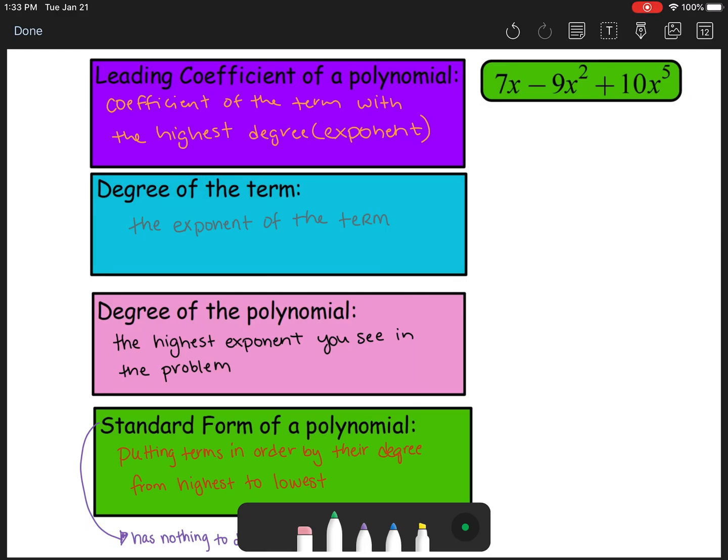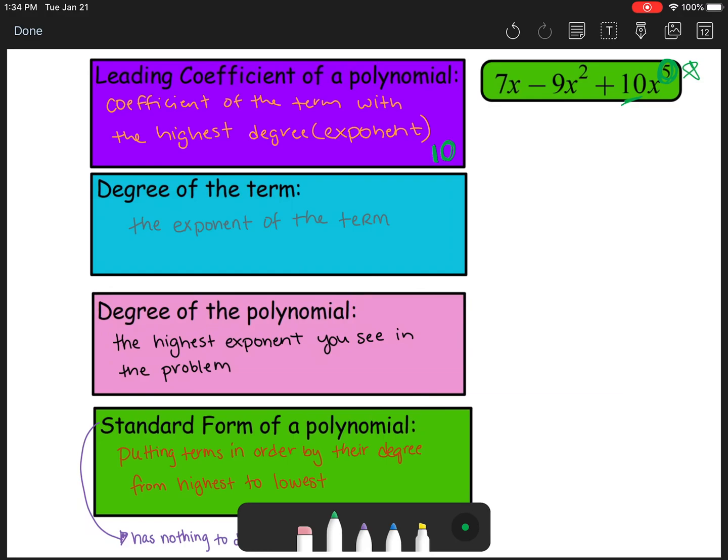Now, when we're looking at an expression altogether, here is the different vocabulary we will be using. The leading coefficient of a polynomial is the coefficient of the term with the highest degree or exponent. So looking at our problem up here in the corner, 7x minus 9x squared plus 10x to the fifth, our highest exponent is this 5, which means that our leading coefficient would be 10, because that's the number being multiplied by the term with the highest exponent. So 10 would be our leading coefficient.